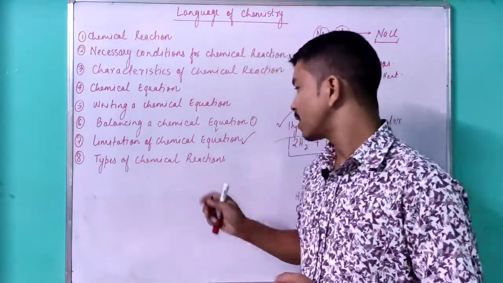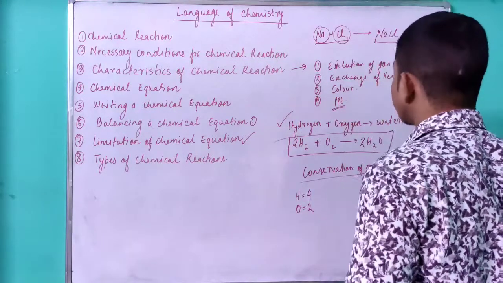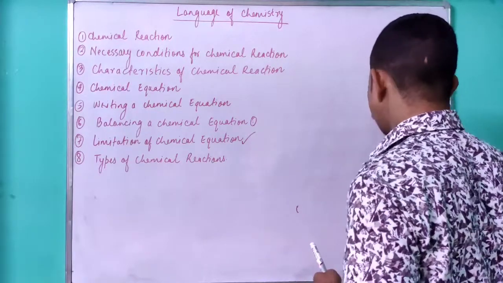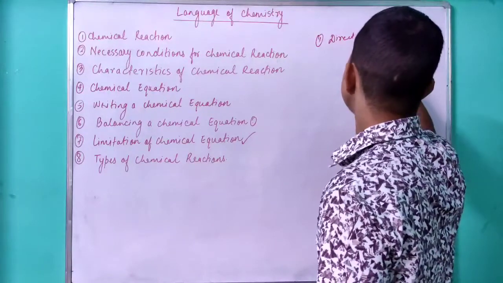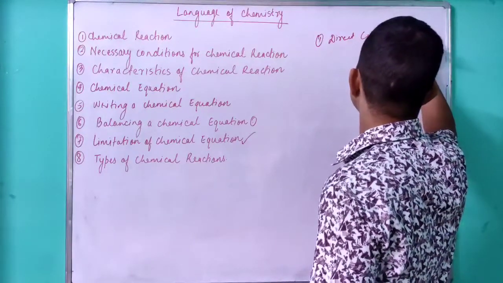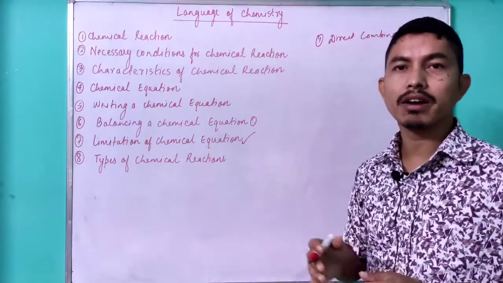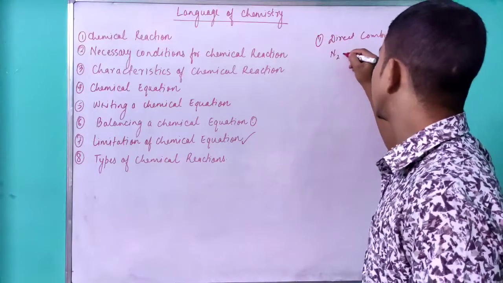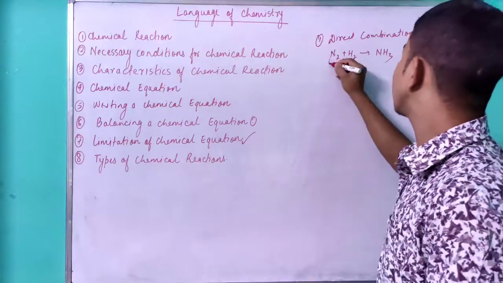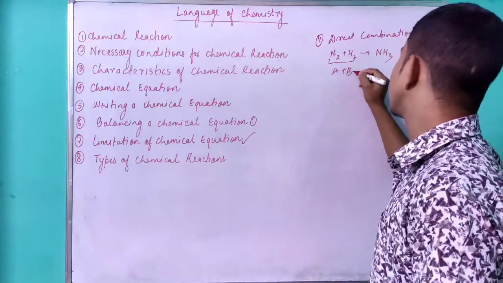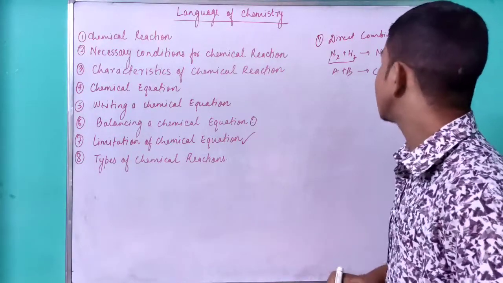Now coming to the types of chemical reactions, there are various types. The first one we have is the direct combination. In a direct combination, two elements directly combine to form a third, like ammonia: nitrogen plus hydrogen gives NH3. This kind of reaction, in which A plus B gives the product C, in which two elements directly combine, is known as a combination reaction.